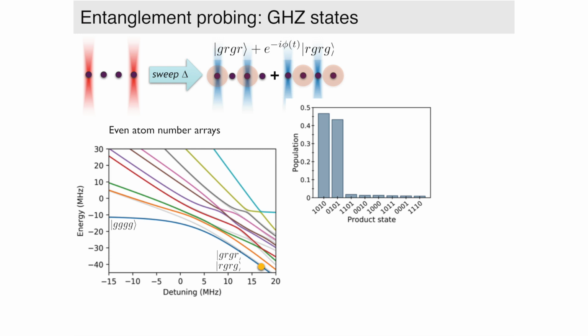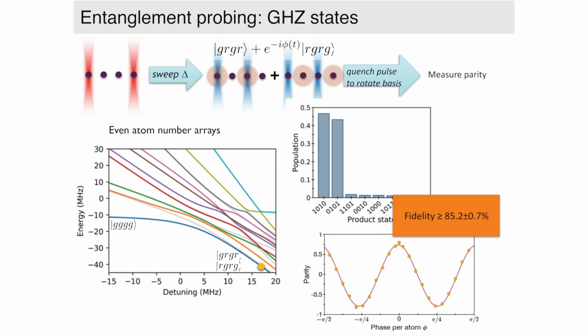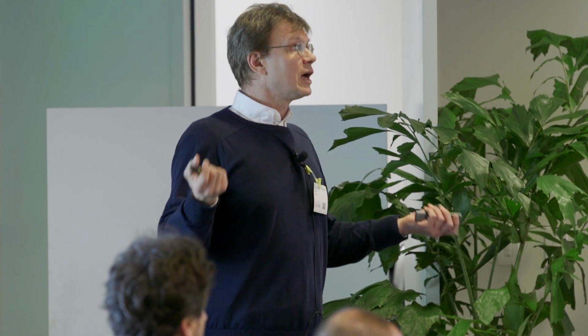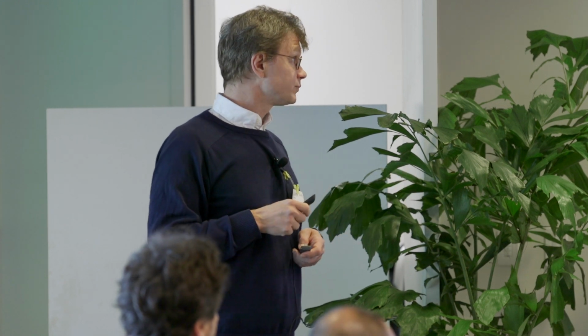And then you can actually measure this phase by rotating a qubit basis and just measuring parity. So this kind of fringe pattern indicates that you have a well-defined phase. From here, you can extract entanglement. So the question now: can we go to larger system sizes?